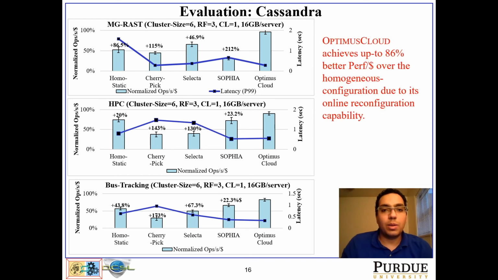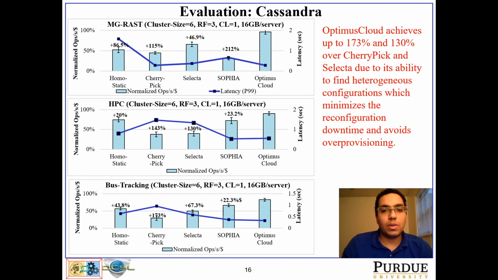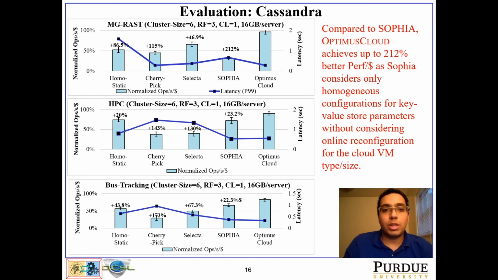Optimus Cloud achieves up to 86% better performance per dollar over the homogeneous static configuration due to Optimus Cloud's capability of performing online reconfiguration. Also, Optimus Cloud achieves up to 173% and 130% over both CherryPick and Selecta respectively due to its ability to reconfigure only a subset of the nodes, which minimizes the reconfiguration downtime and avoids over-provisioning. Compared to Sophia, Optimus Cloud achieves up to 212% better performance per dollar, as Sophia considers only homogeneous configurations, also for only the key value store parameters.